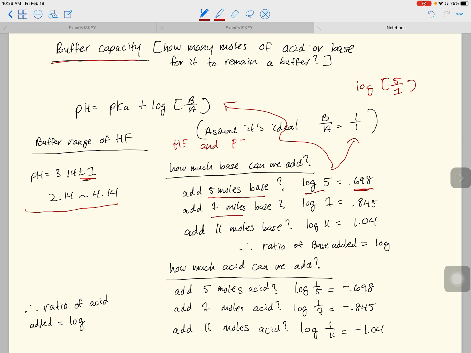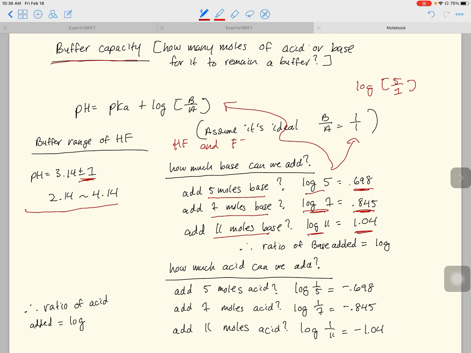What if I add 7 moles of base? Then it will be log of 7, which is 0.845. Would it still be a buffer? Yes, because it's still under plus 1. Now, what if I add 11 moles of base? Log of 11 is 1.04. Would it still be a buffer? No, because it's above plus 1.